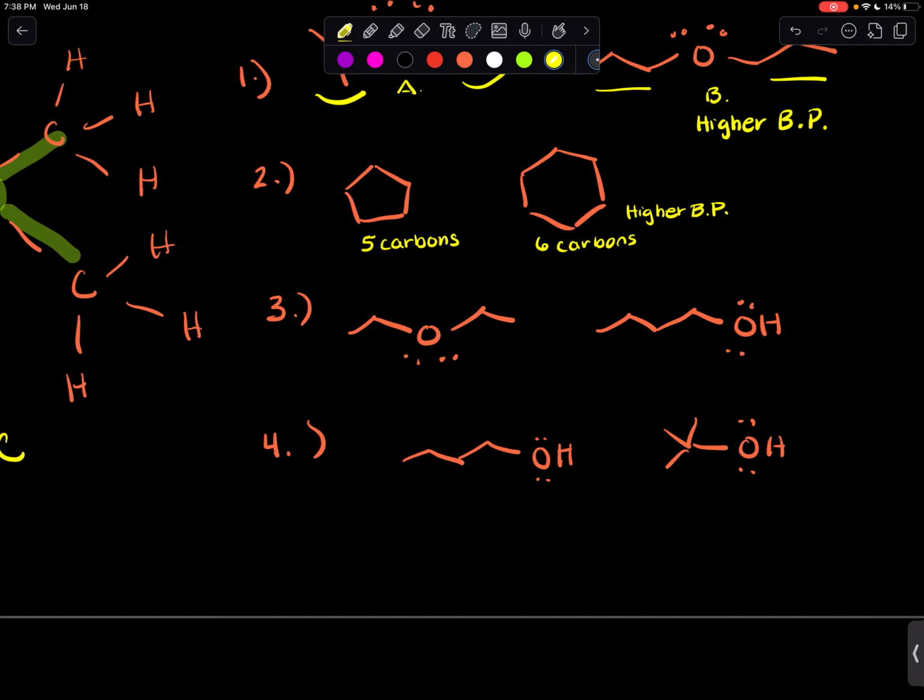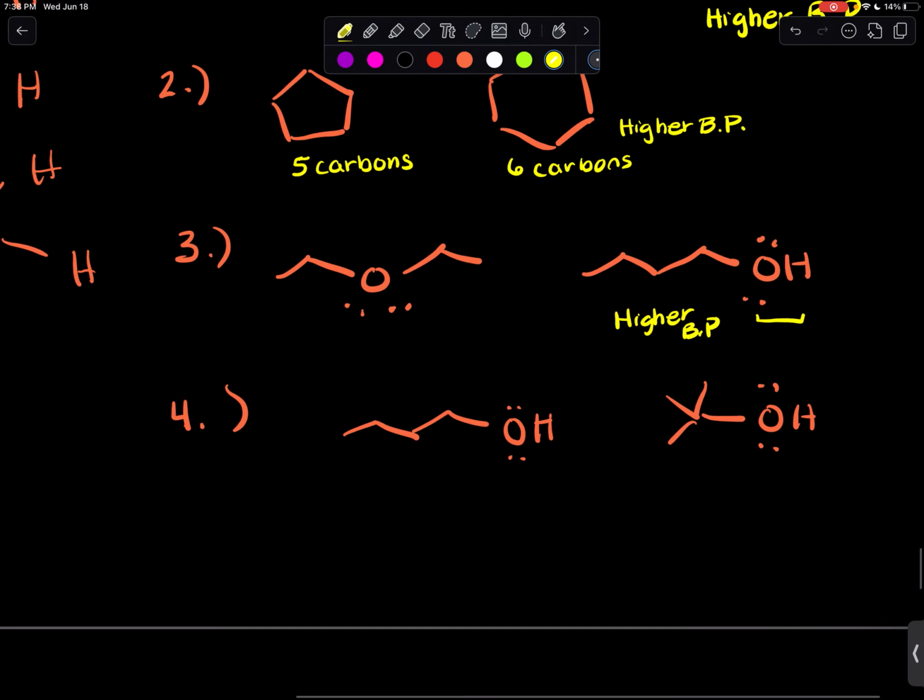See if you can do the last 2 on your own and then come back to see if you got it right. All right, so let's look at number 3 and 4. The second compound here, we notice that we're starting to see some hydrogen bonding, right? Because we see an OH bond. Because of that, we know it's going to have a higher boiling point. The first structure doesn't exhibit any type of hydrogen bonding. So the second one is going to be our higher boiling point.